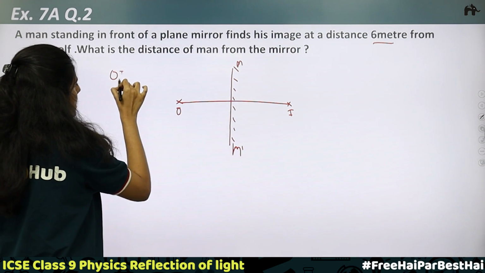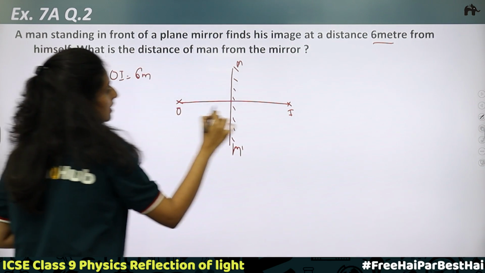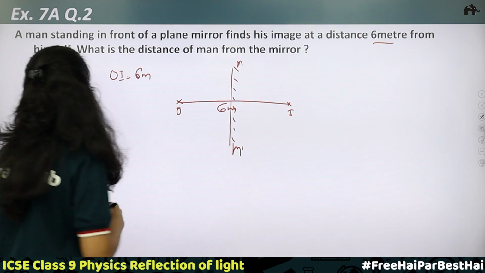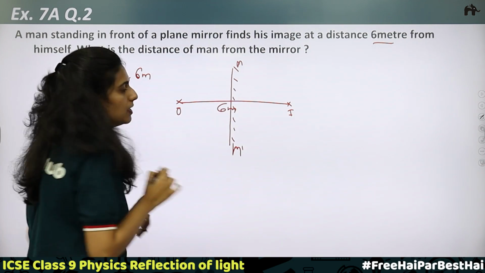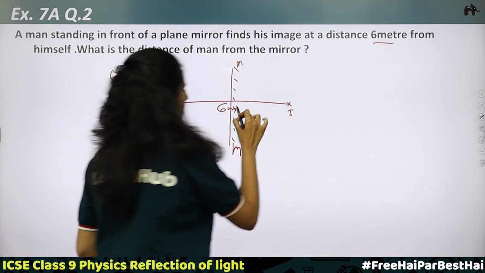So, OI is equal to 6 meters. This distance is 6 meters. What is the distance of the man from the mirror? We have to find the man's distance from the mirror.